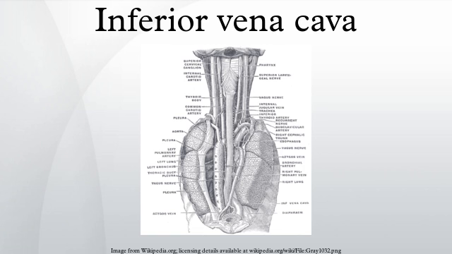Structure: the IVC is formed by the joining of the left and right common iliac veins and brings blood into the right atrium of the heart. It also anastomoses with the azygos vein system and venous plexuses next to the spinal cord. The caval opening is at T8.